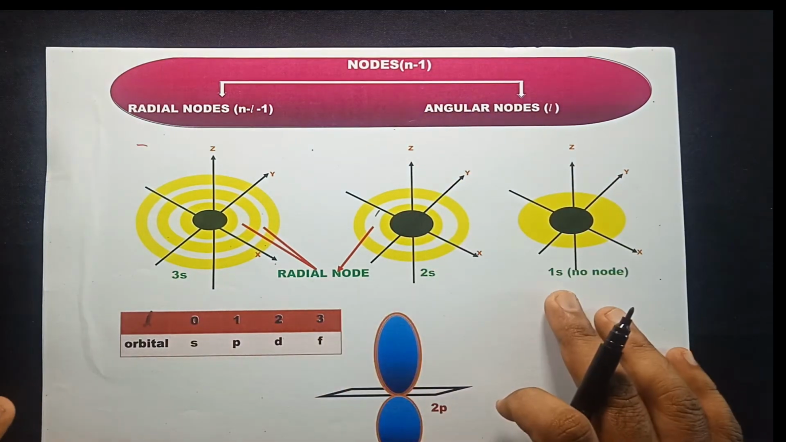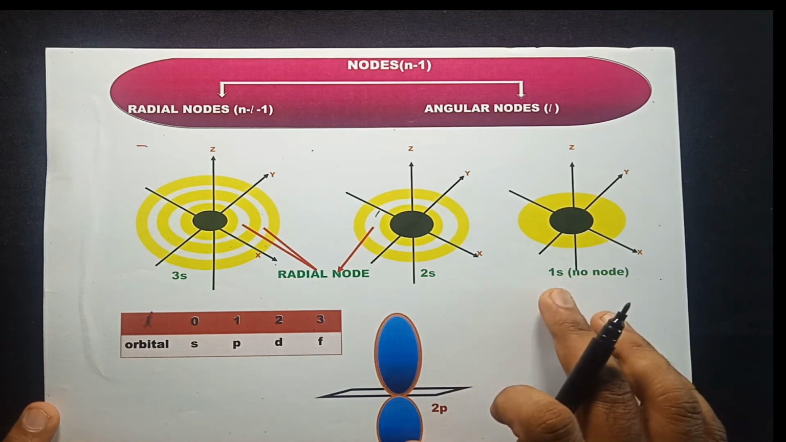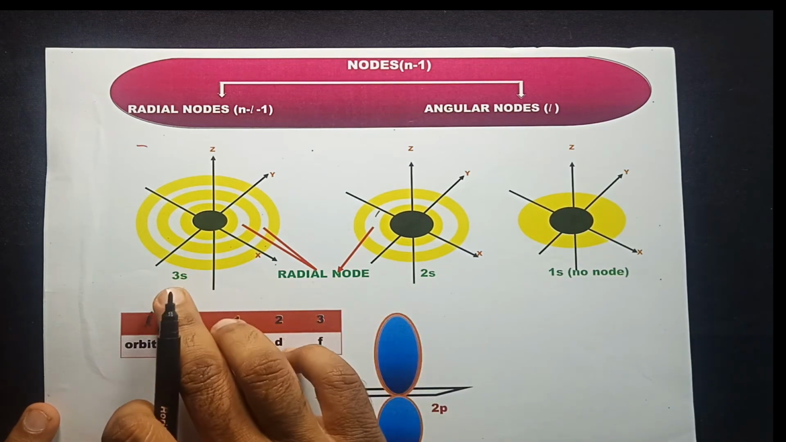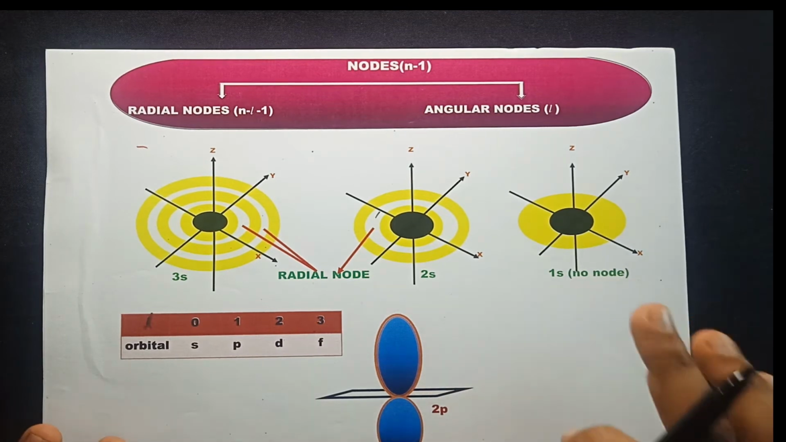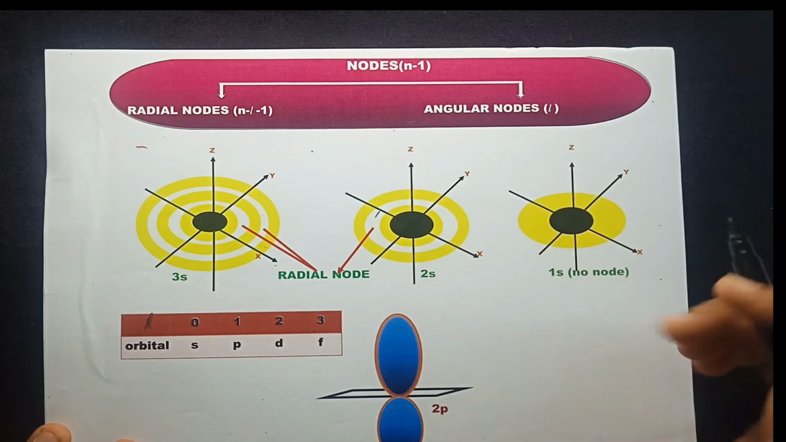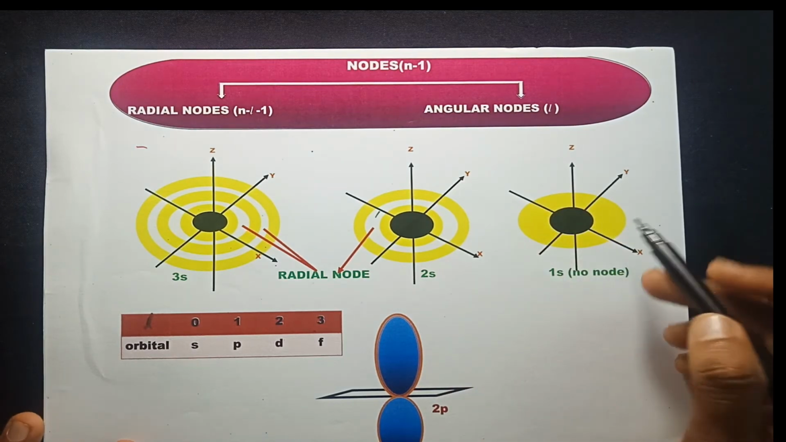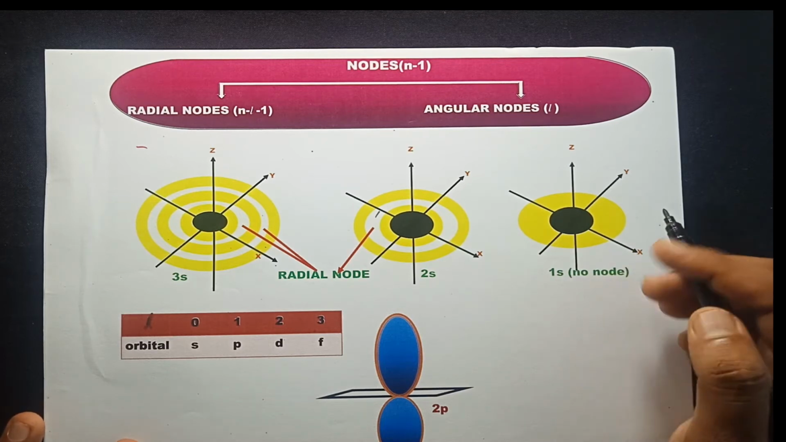So here I have given the orbital diagrams of some of the orbitals. The first one is the 1s orbital, then the 2s orbital, then the 3s orbital. No nodes are present in the 1s orbital. Why? Because this is the nucleus of the 1s orbital. The electrons are present very near to the nucleus. So the electrons are tightly held by the nucleus.